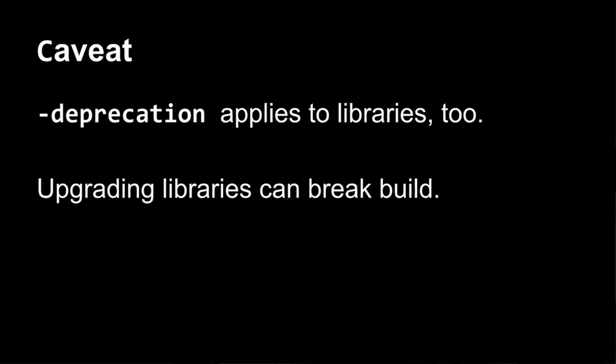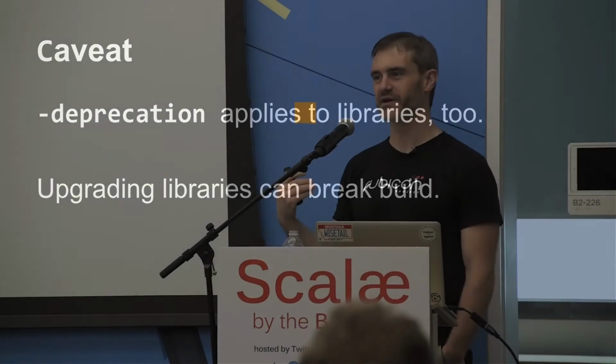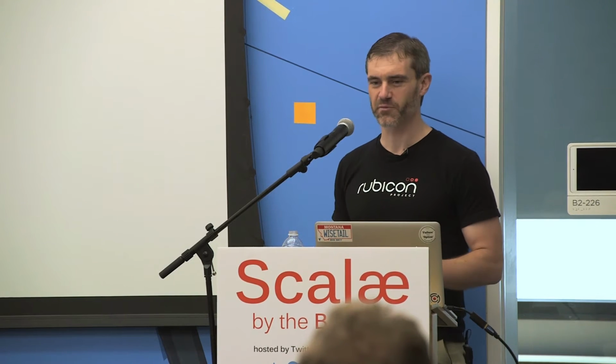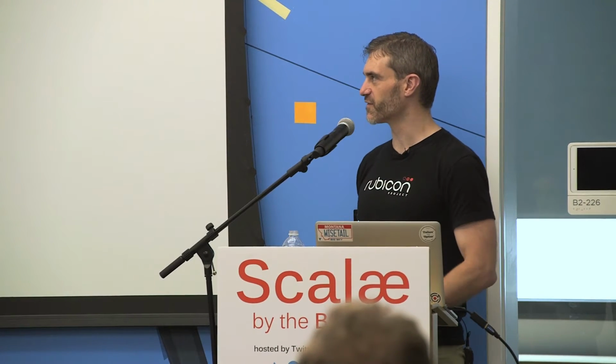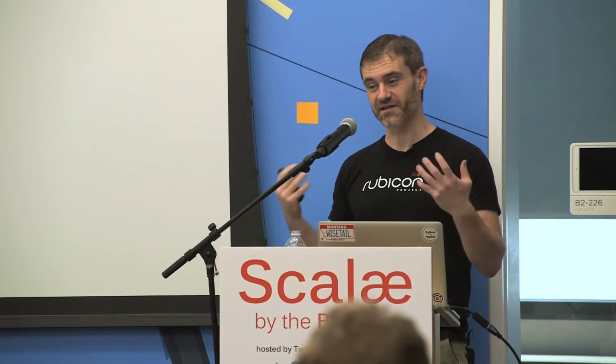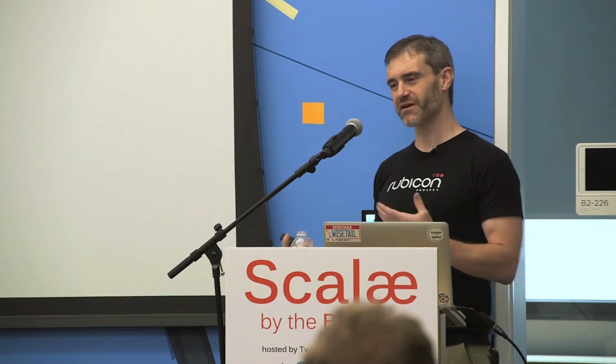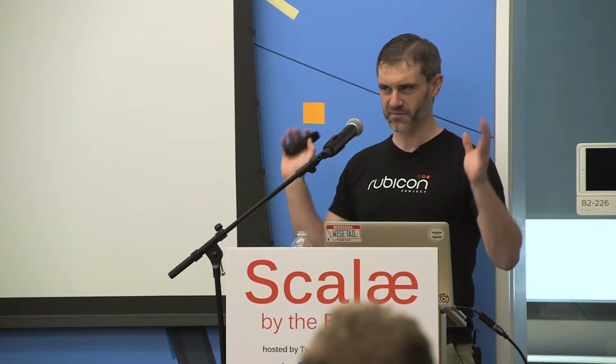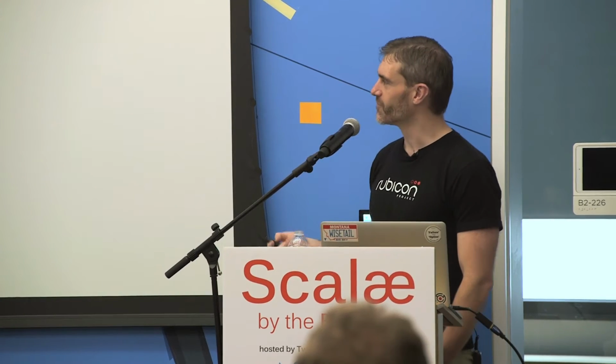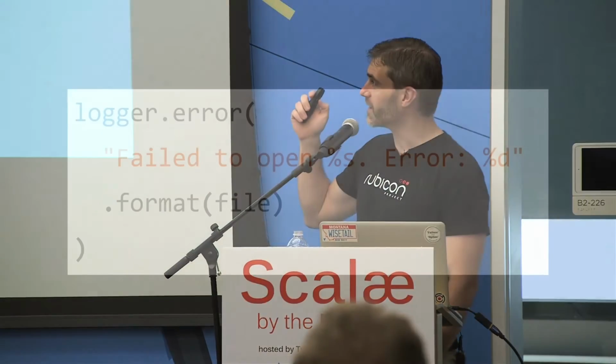One problem with turning on -deprecation is it applies also to libraries. So if you go and upgrade to a new version of a library and they've deprecated some functionality, that will appear as a compiler warning. Now, maybe that is often what I want, because I want to find out that I really need to stop using that method, but it can also be a problem if you're in some horrible fire and you need to upgrade a library to work around a bug. Just something to be aware of.